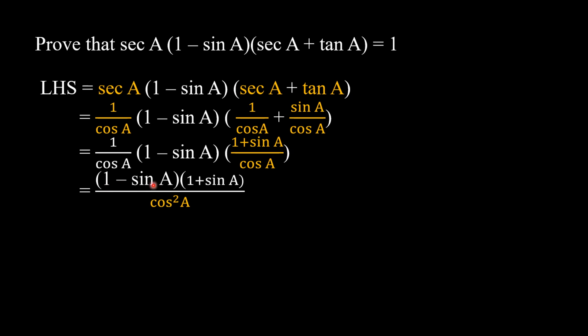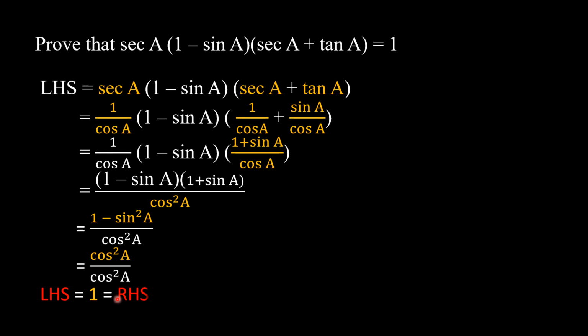Now 1 minus sin A multiplied by 1 plus sin A will be 1 minus sin squared A, because this product is of the form A minus B multiplied by A plus B, which is A squared minus B squared. Now 1 minus sin square A is cos square A. So cos square A divided by cos square A becomes 1. So left hand side and right hand side is 1. So this statement is proved.